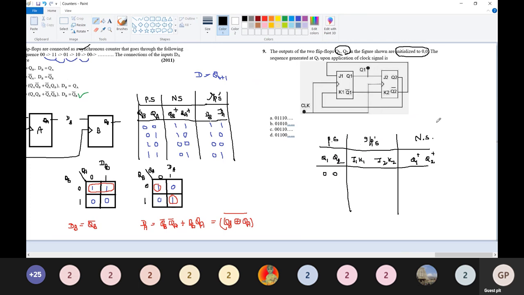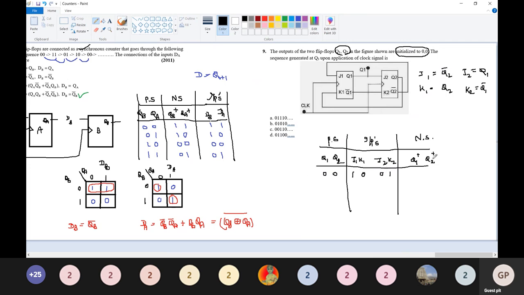Now we'll check what the inputs are. J1 is equal to Q2 bar, K1 is equal to Q2, J2 is equal to Q1, and K2 is equal to Q1 bar. So these are the inputs. J1 is Q2 bar: Q2 is 0, so we put 1. K1 is Q2, which is 0. J2 is equal to Q1, which is 0. K2 is Q1 bar, 0 changed to 1.